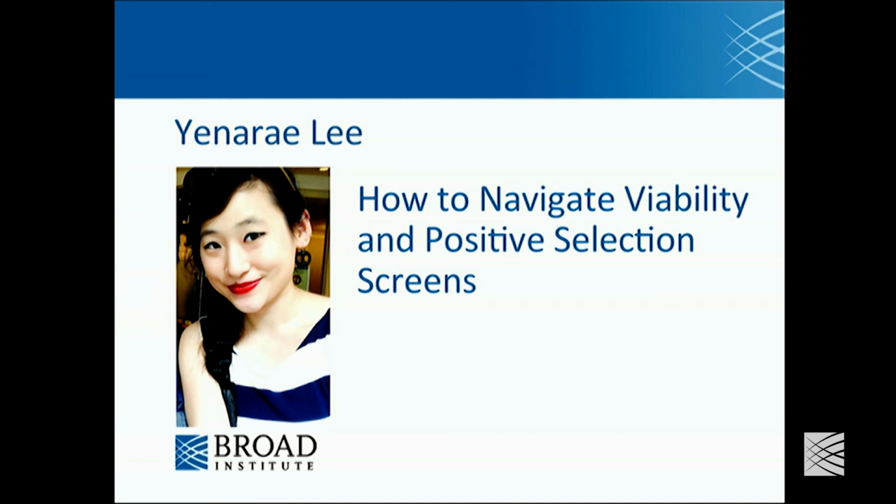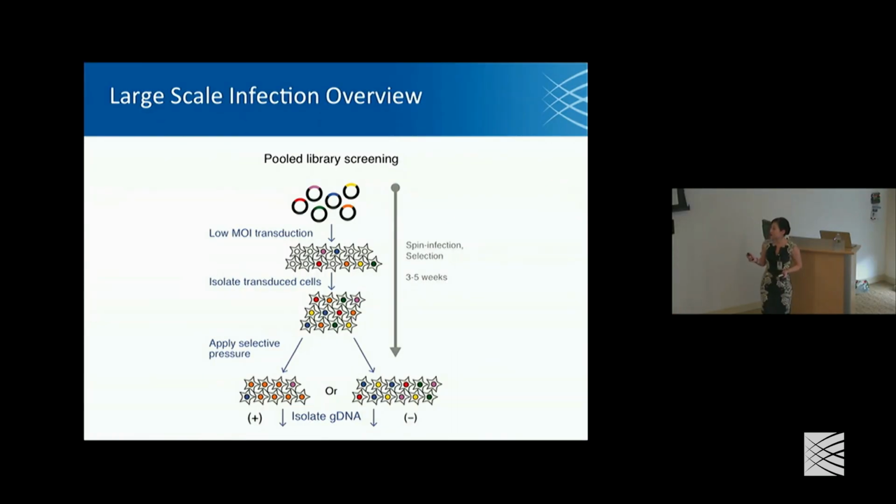So hi, I'm Yanari. I'm going to be talking to you about how to navigate viability and positive selection screens. So a general overview: we're going to be taking your cells and infecting them with our pooled library, and what we're looking to get is a low MOI transduction. From there, we're going to select our cells and apply selective pressure, and then we're going to divide into either positive selection screening passaging or viability screening. And then we'll do passaging that way, and once we're done, we'll send the cells for samples for gDNA isolation.